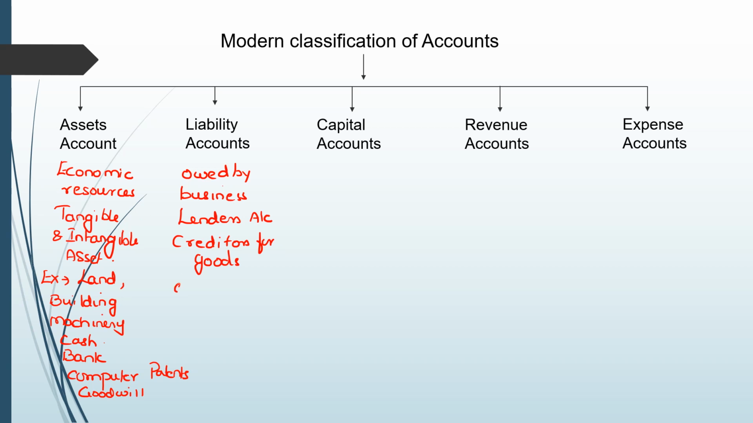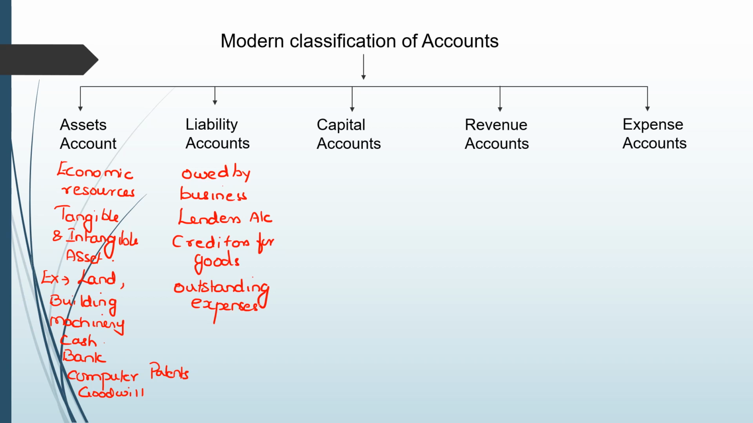Other than that, you can have items like outstanding expenses. So your expenses like salary, rent, if it is not paid in a particular period and is to be paid later on, then that is owed by the business to the staff to whom salary is to be paid, or to the landowner or the building owner to whom the rent has to be paid. So these outstanding expenses are also classified under the liability account. So I hope that is clear.